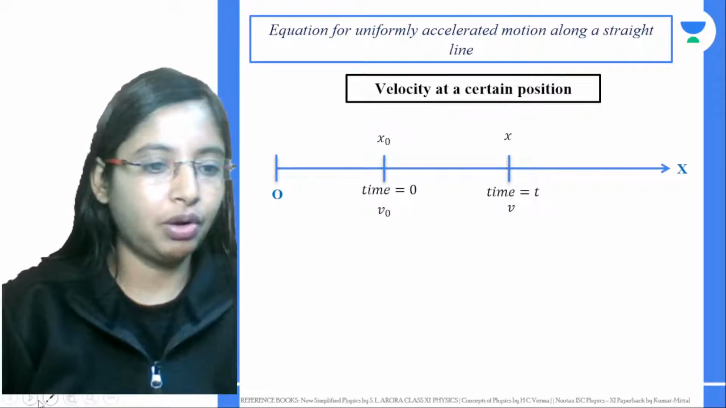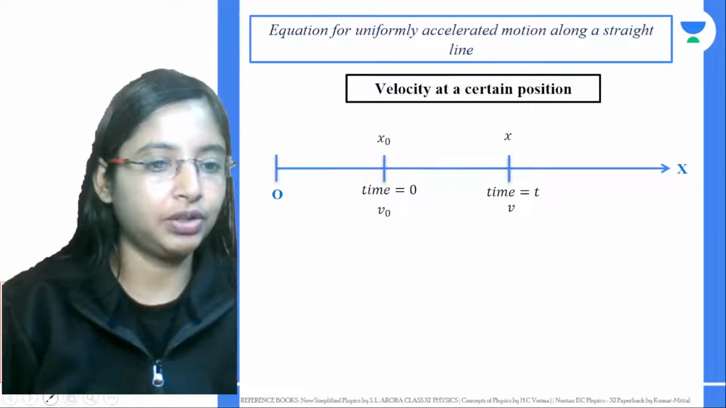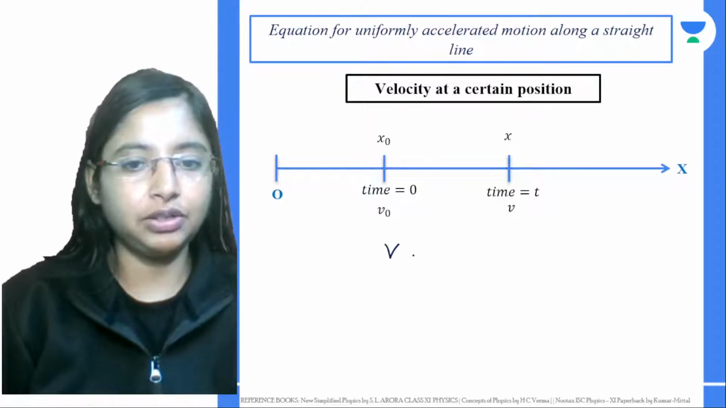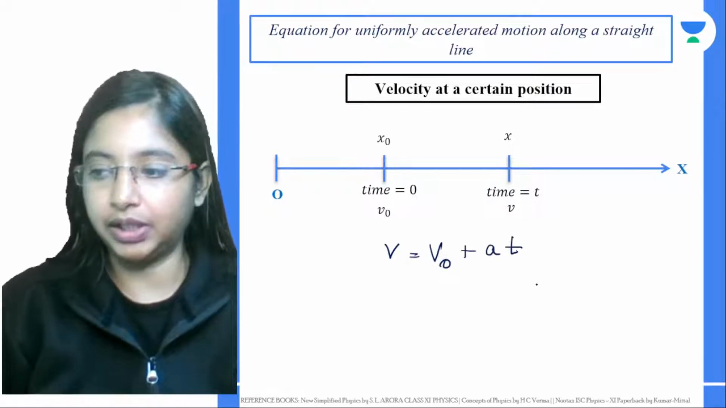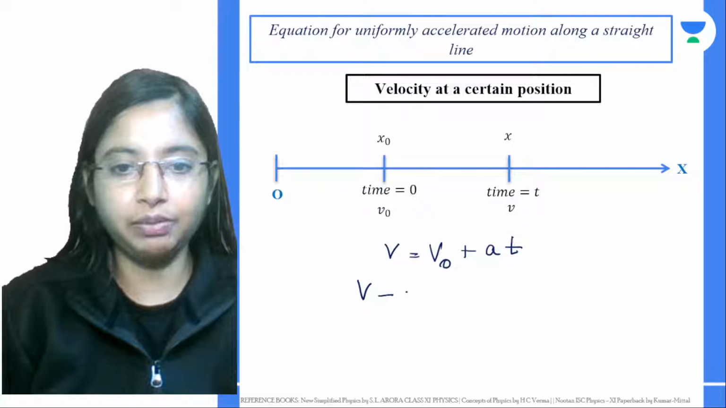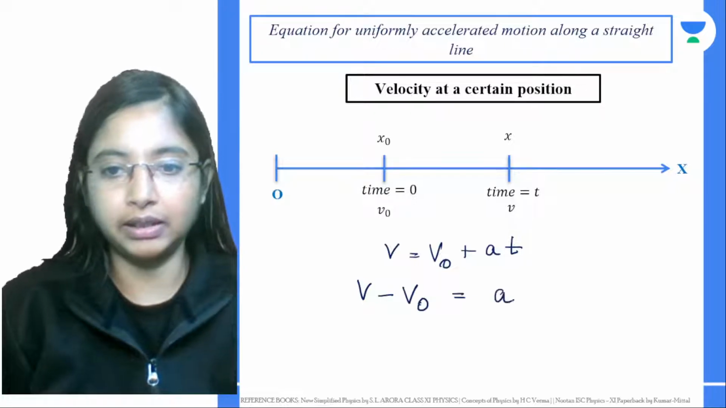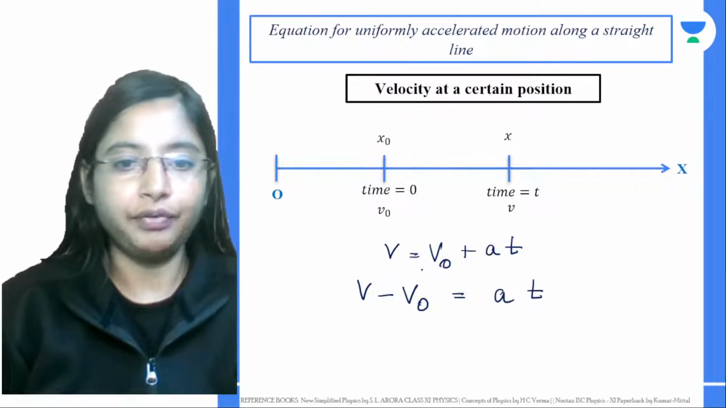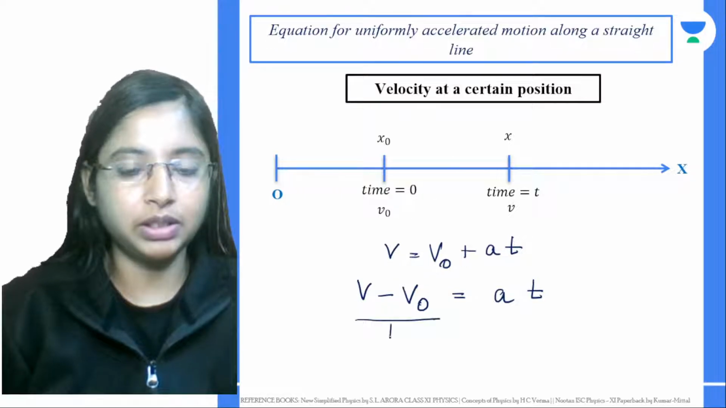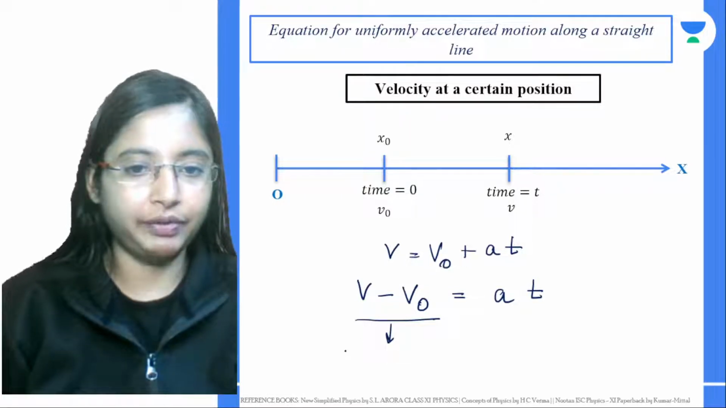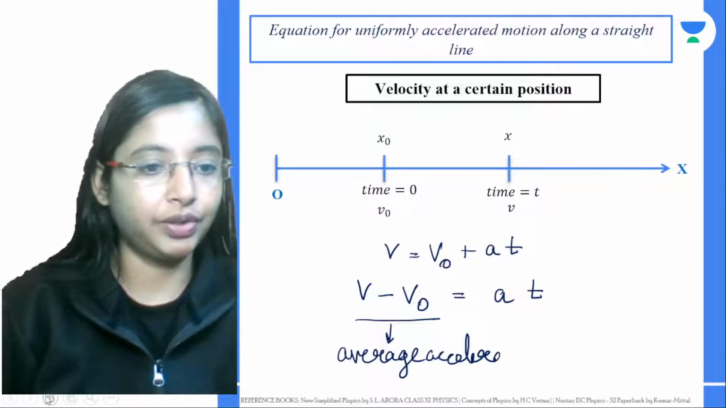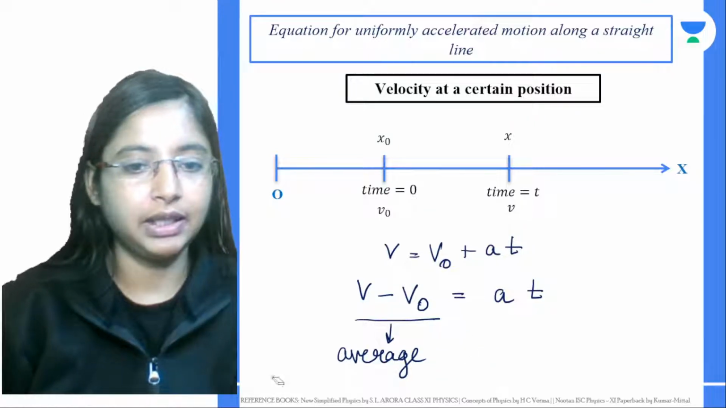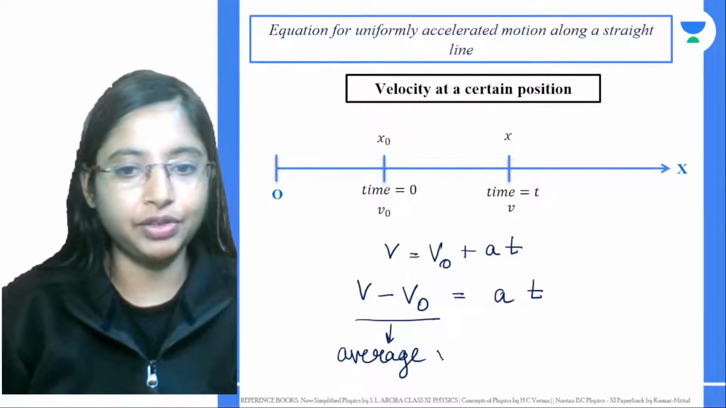Now we'll make use of the previous equation that we already know: the final velocity is equal to the initial velocity plus acceleration into time, right? From here we know v minus v naught is equal to acceleration into time. V minus v naught, what does this quantity give us? It is nothing but your change in velocity.